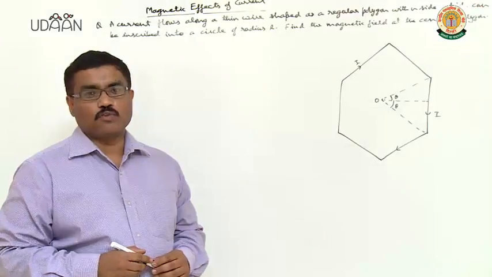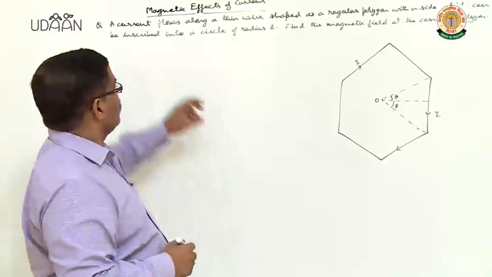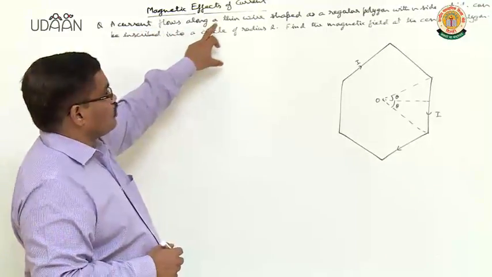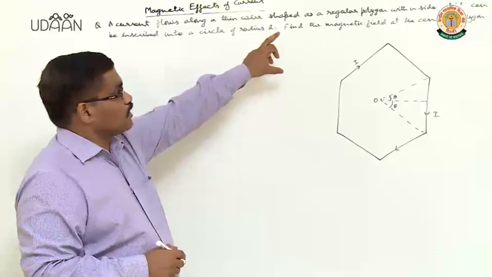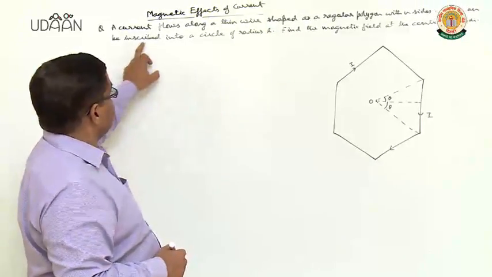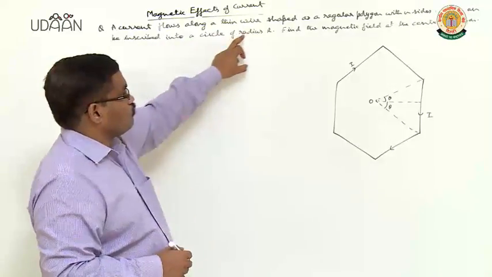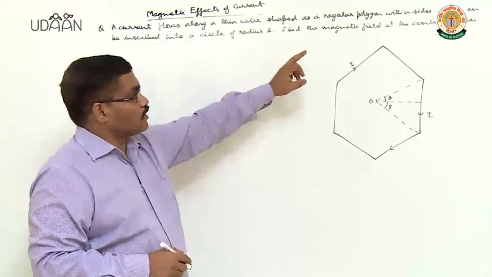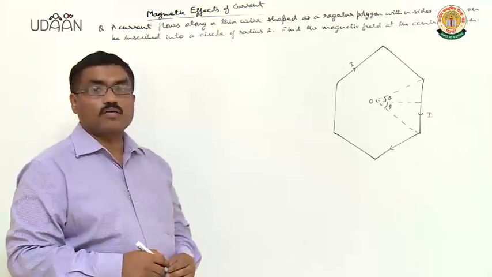We will be doing one more question from the module. A current flows along a thin wire shaped as a regular polygon of n sides, which can be inscribed into a circle of radius capital R. Find the magnetic field at the center of the polygon.